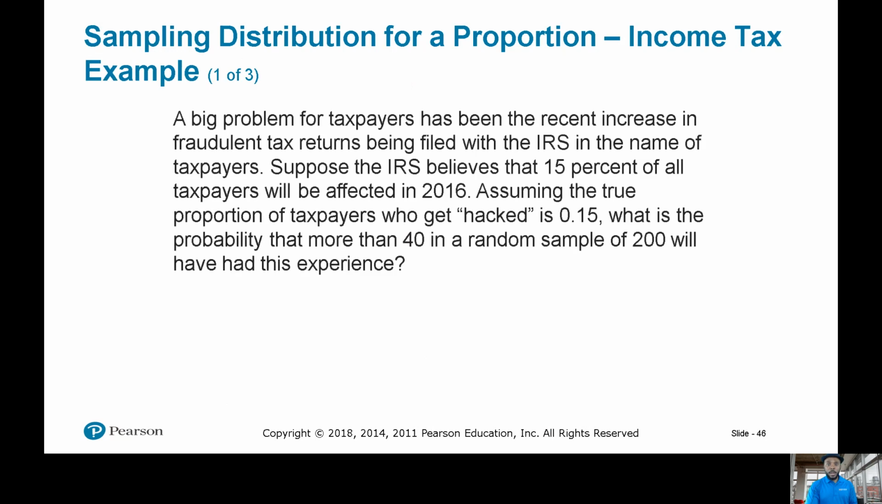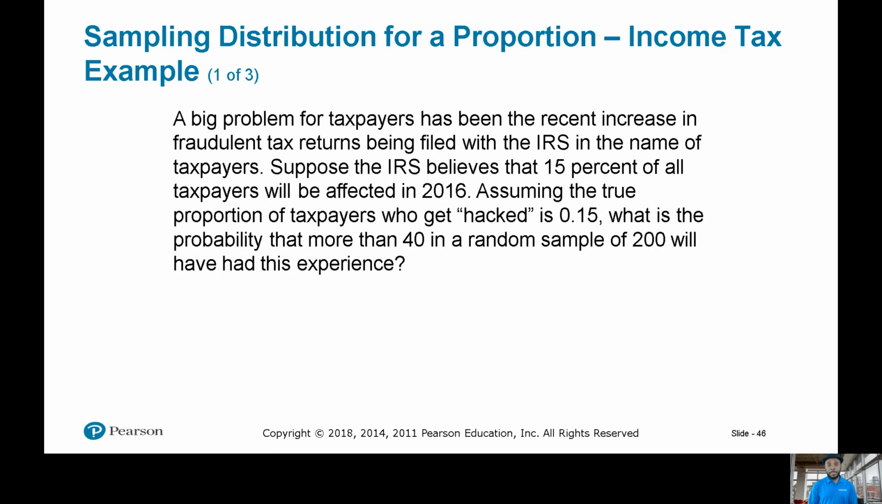Now let's look at one last example. Income tax. This is an example in which the distribution of the population is a bit skewed. So let's say a big problem for taxpayers has been the recent increase in fraudulent tax returns being filed with the IRS in the name of taxpayers.